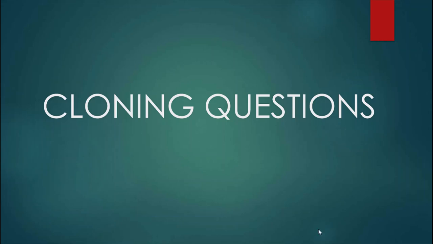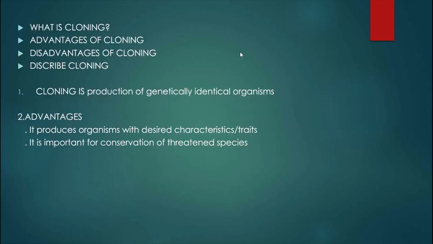This is how you can answer cloning questions. Well, cloning is a very simple and short process, and I think it's easy to answer questions under this process because the questions repeat themselves. So the first thing you need to know in this process is what is cloning. The answer is it is the production of genetically identical organisms.